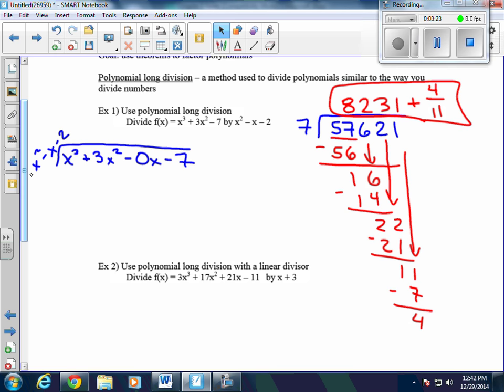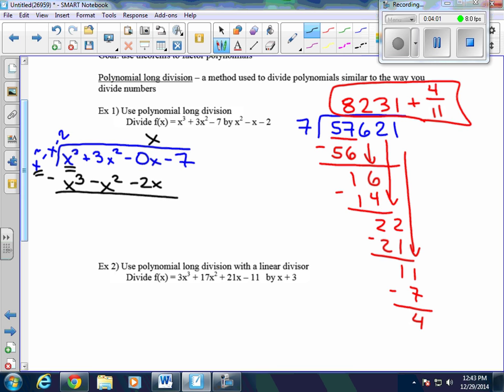So, just like we did over here, how many times does 7 go into 57? We want to know how many times does x squared go into x cubed. So what times x squared is x cubed? That is going to be x, because x squared times x gives me x cubed, which is what I want. So my answer is going to be x, and it has to go in my x column. So now I do the distributive property. X times x squared is x cubed. X times negative x is negative x squared, and x times negative 2 is negative 2x.